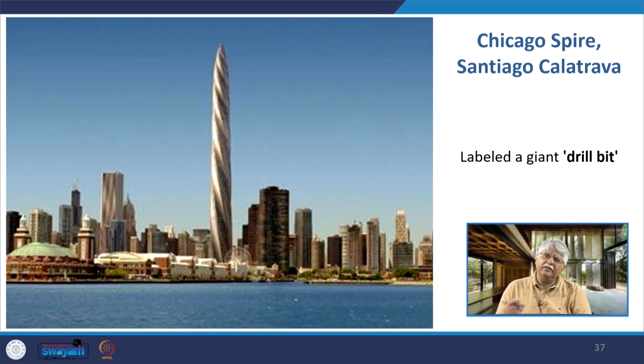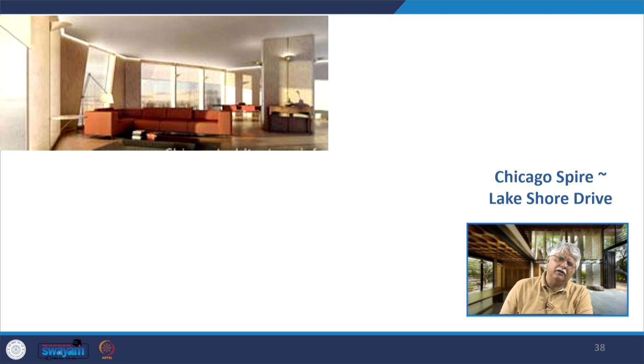There was another building that was proposed to be built in Chicago called the Chicago Spire by Santiago Calatrava. It was to be one of the tallest buildings in the world, and it was labeled as the giant drill bit. The work was begun, I think the foundation initial stages were there, but then it was never built.